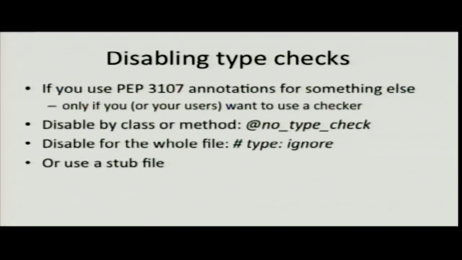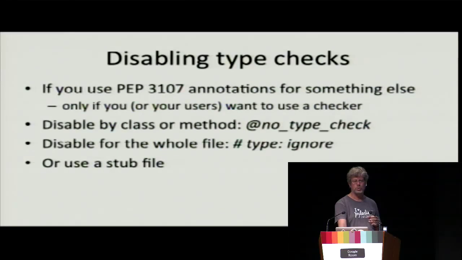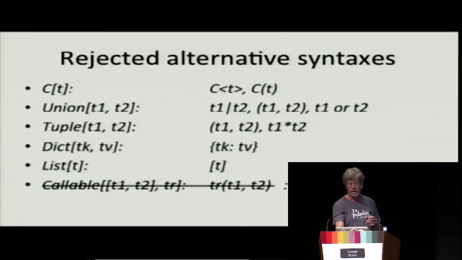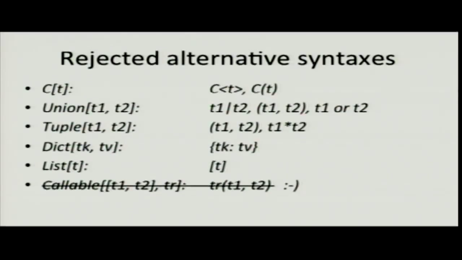You can disable your type checks in probably too many different ways, but this is to sort of make the people who don't like type hints or have other uses for the annotations function as happy as possible. And then finally, here's a list of alternative syntaxes that have been proposed at various times, and what we ended up on the left. I'll actually skip this. I do notice that nobody actually proposed return type paren arguments for callable.